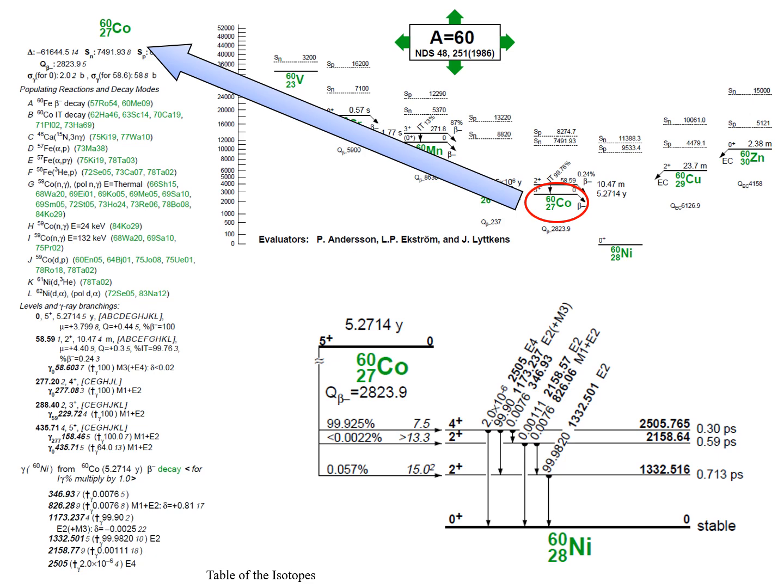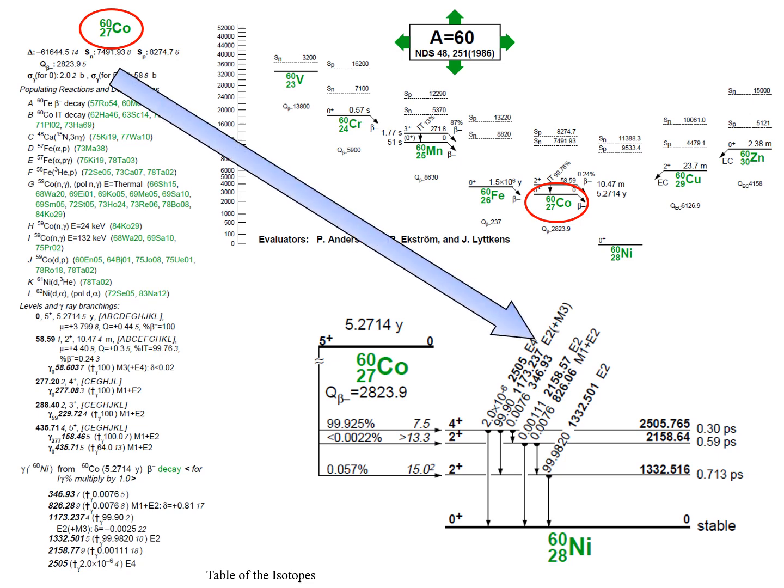If I clicked on this value here, it would bring me to here. And this is my decay scheme. And this shows how cobalt 60 with a 5.2714 year half-life, a spin and parity of 5/2 plus, decays to nickel. And as we see, 99.925% of the time it decays to this excited state of nickel. And then that excited state, 99.9% decays to this state, and then 99.98% of the time it decays down to the ground state.